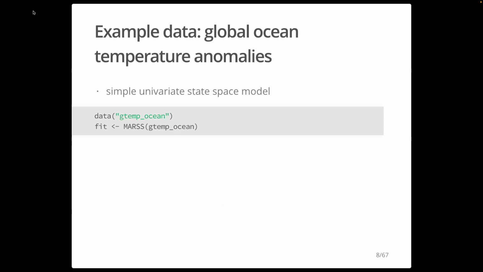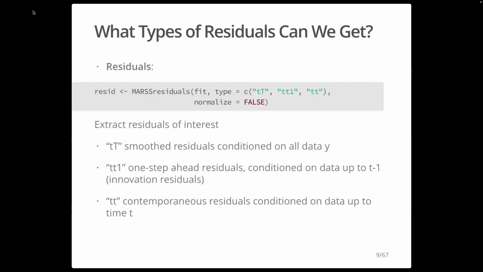If we wanted to fit one of the simplest kinds of state space models to this data, we could just pass this time series object to the MARSS function. This is going to be estimating, of course, a process variance, an observation variance, an initial state x naught, and a trend or bias, this u parameter. So what kinds of residuals can we get out of MARSS, and how do we get them?